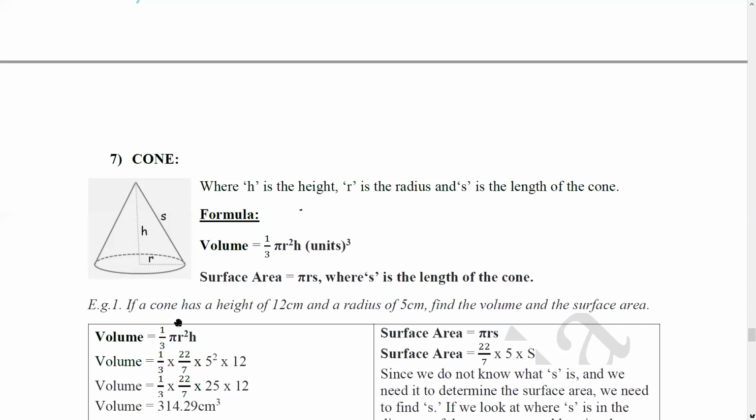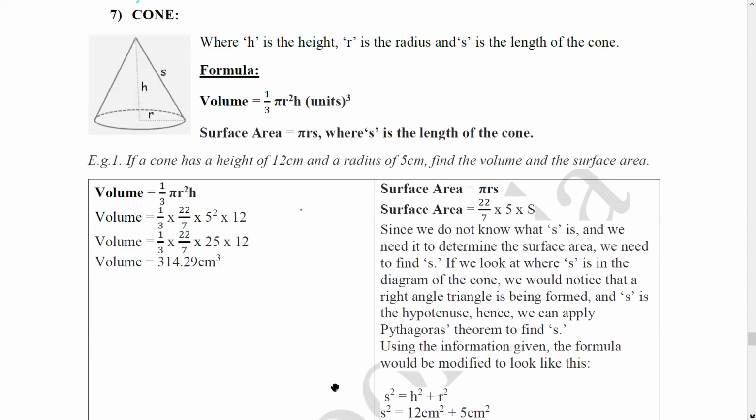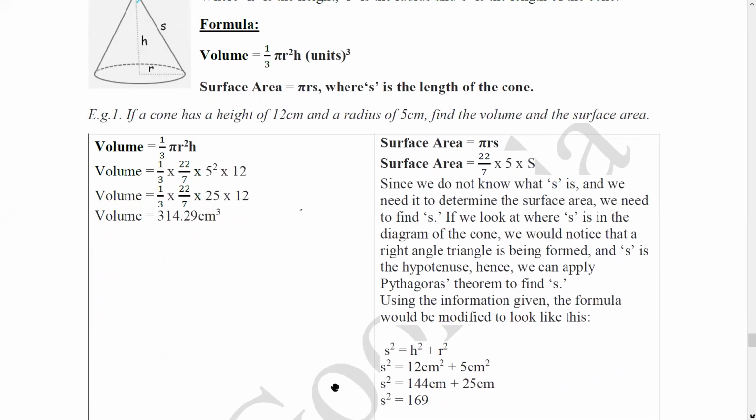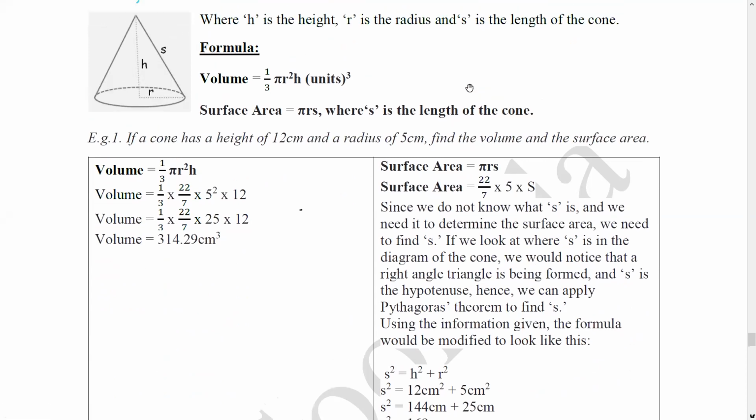So let's see. Example 1, if a cone has a height of 12 centimeters and a radius of 5 centimeters, find the volume and the surface area. Now this question is kind of tricky, right? But thankfully I have everything written here in steps, so you all need to pay attention. And there will be a question similar to this in a past paper. I think I saw it. I'm not sure if I put it into the past papers that I was compiling for you all, but we'll see when we reach there.